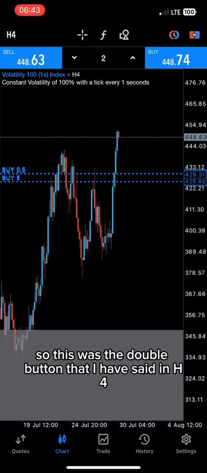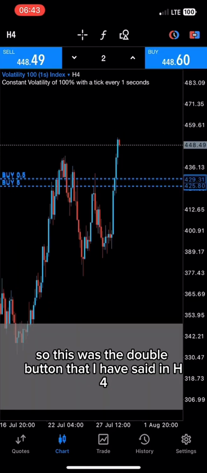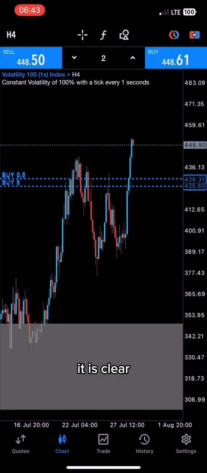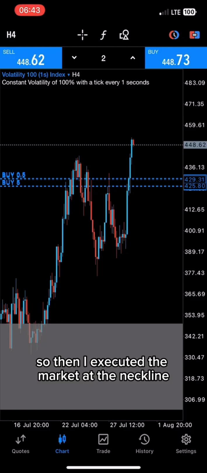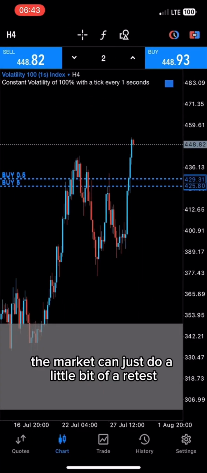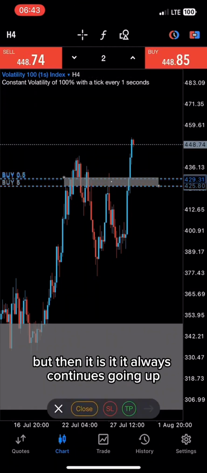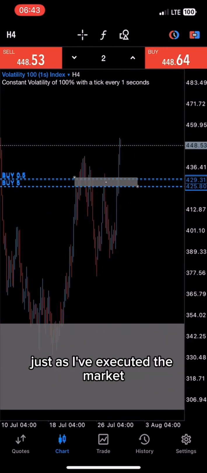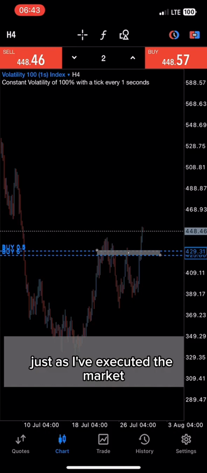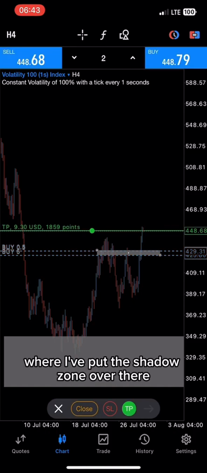So this was the double bottom that I've said in H4. It is clear. So I executed the market at the neckline. At this point, the market can just do a little bit of a retest, but then it always continues going up, just as I've executed the market where I've put the shadow zone over there.